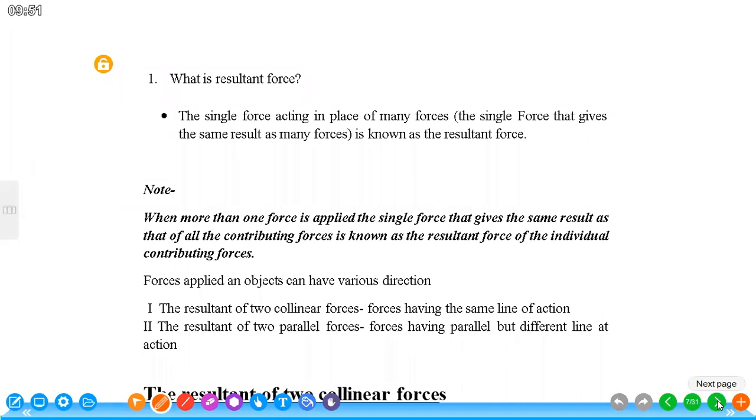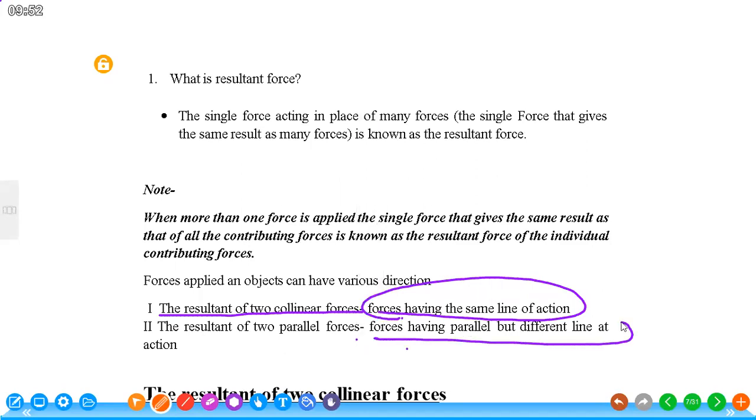Now we are going to observe the types of the resultant forces. We can consider two main types. The first one, the resultant of two collinear forces, the forces having the same line of action. And the second one, the resultant of two parallel forces, having parallel but different lines of action.